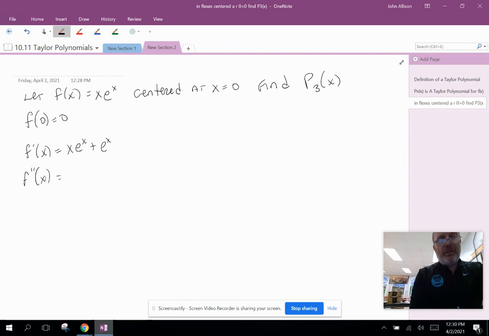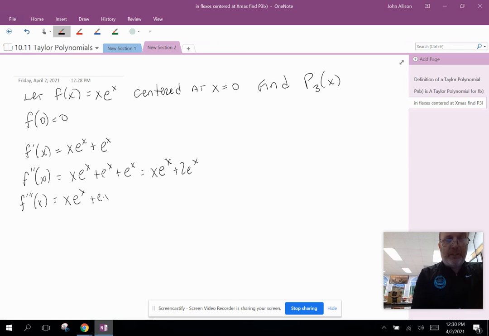This first part is the same exact thing we just did, so it's going to be, again, x times e to the x plus e to the x. Now we're going to take the derivative of e to the x also and get another e to the x. So this is going to be x times e to the x plus 2e to the x. Now we're going to take the derivative of this to get the third derivative, because we're doing the third degree Taylor polynomial. And this again is the same as what we did the first time, so it's going to be x times e to the x plus e to the x.